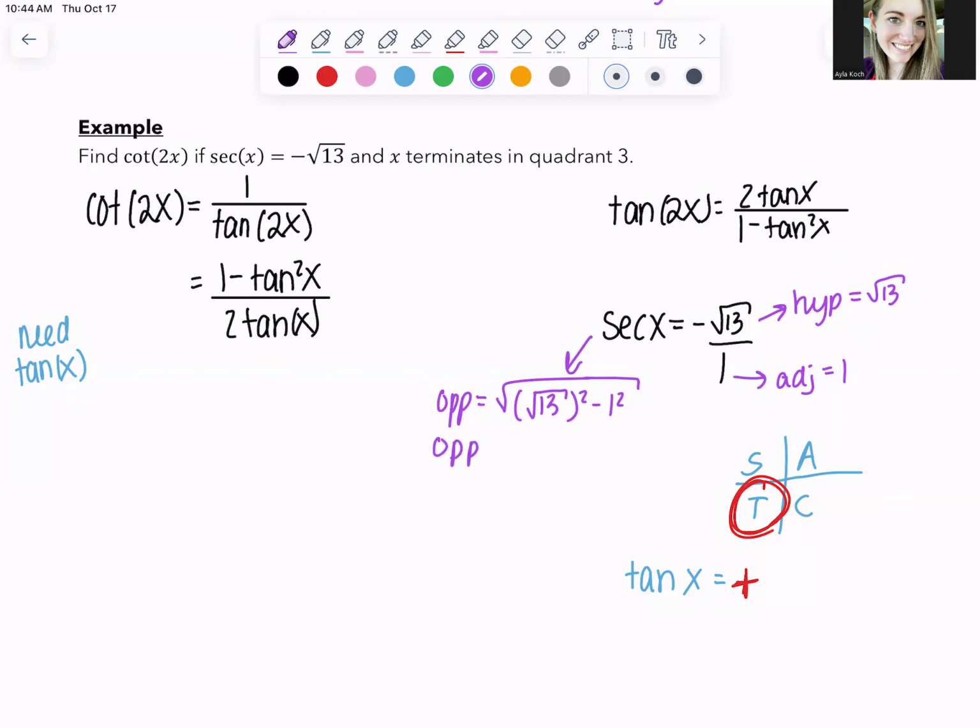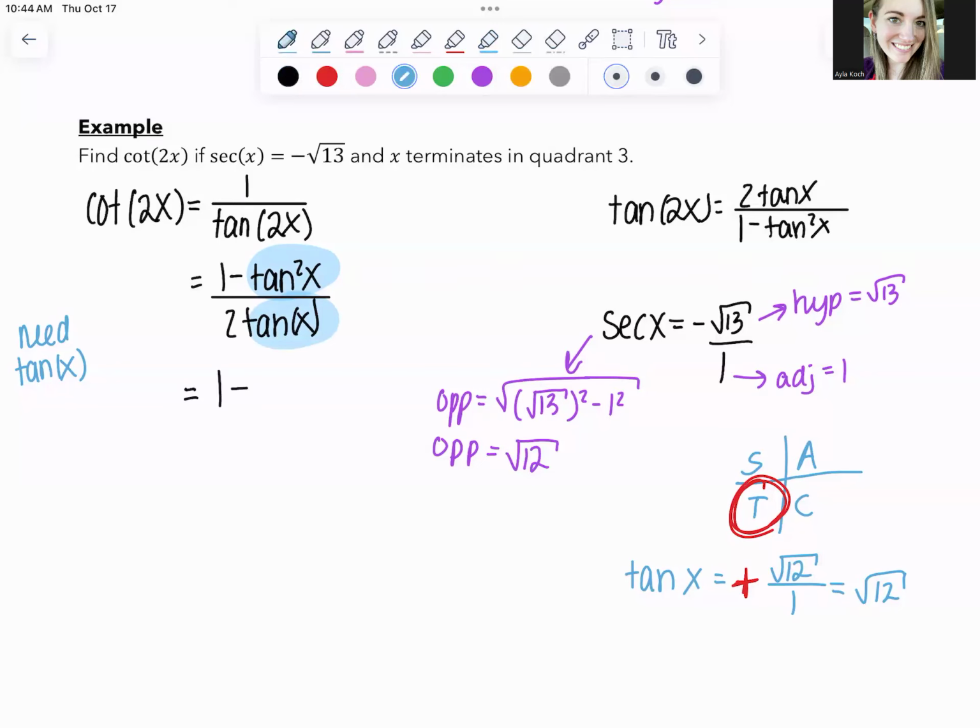So the opposite side should be the square root of 12, which of course can be simplified, but I'm not going to bother. Opposite over adjacent, so we have square root 12 over 1, so just positive square root 12. And we plug into this formula, right? We're going to plug in tangent to these guys.